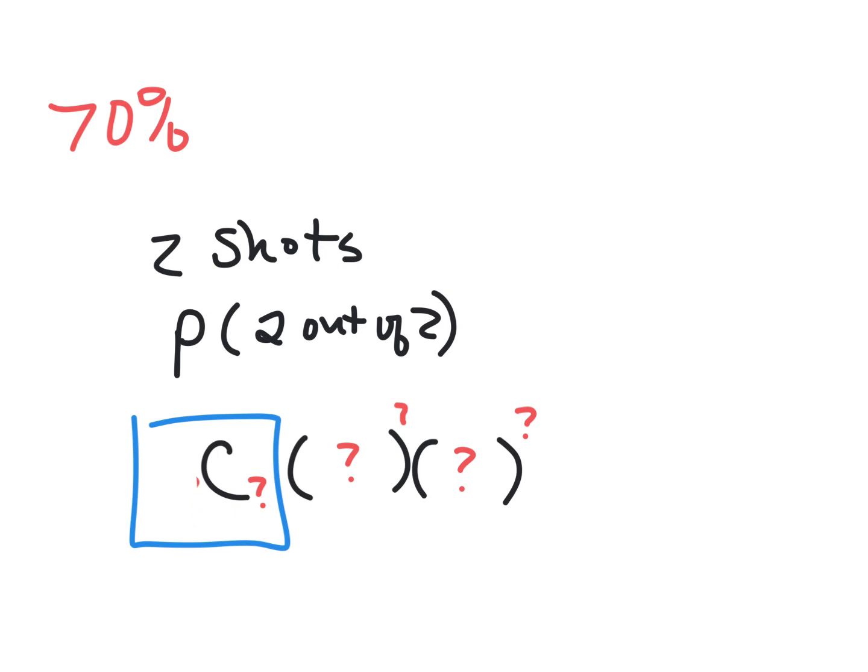Caldy, can you tell me what C what? 2C2. 2C2, because there's 2 shots, and we are considering the case that he makes 2. This is make, and this is miss. Jackson, can you tell me what the probability of make is? 0.7. And the miss, 0.3.